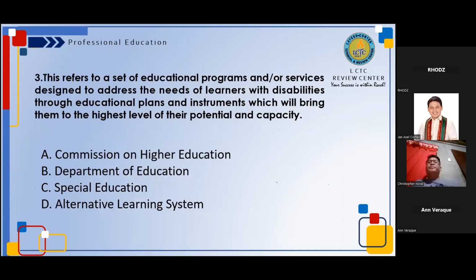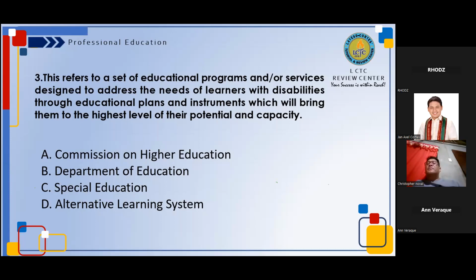This refers to a set of educational programs and or services designed to address the needs of the learners with disabilities through educational plans and instruments which will bring them to the highest level of their potential and capacity. What do you think is the answer? A, Commission on Higher Education. B, Department of Education. C, Special Education. Or letter D, Alternative Learning System. What do you think is the answer of this item?